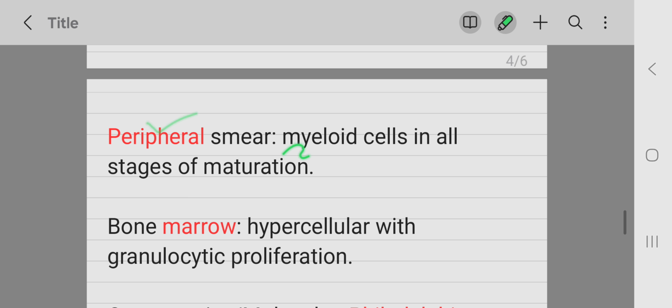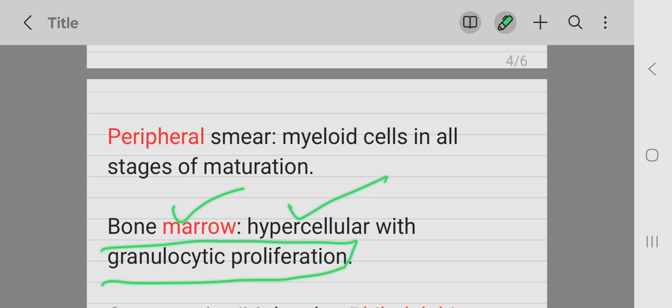Peripheral smear shows myeloid cells in all stages of maturation. So myeloid cells are seen, but these are mature cells. And bone marrow biopsy shows hypercellular bone marrow with granulocytic proliferation.